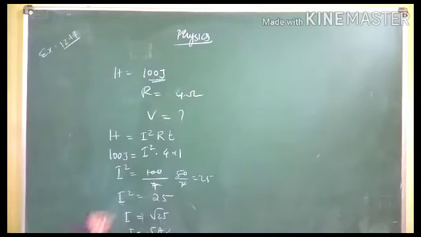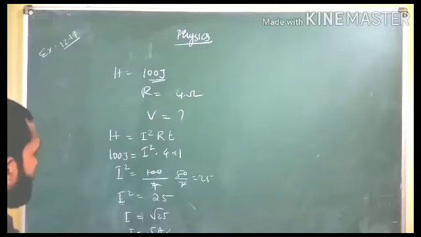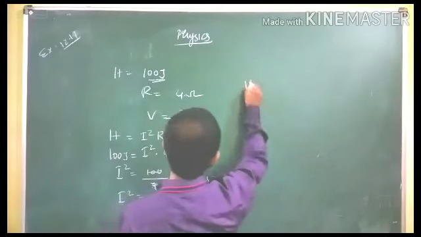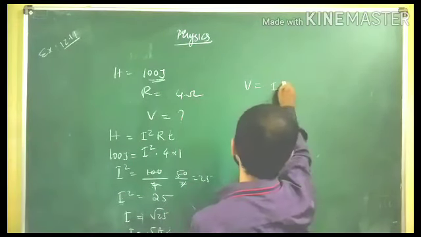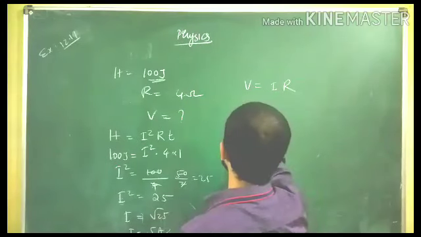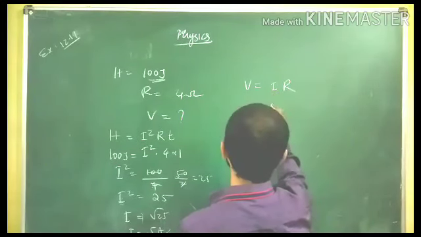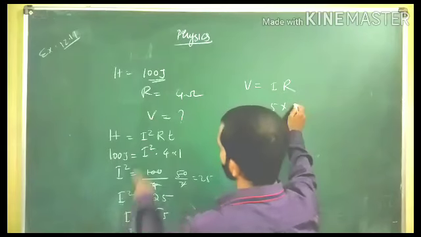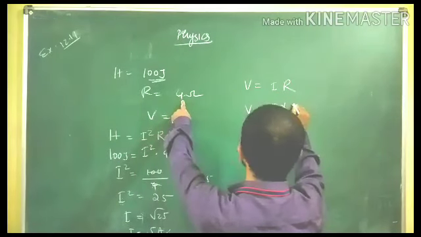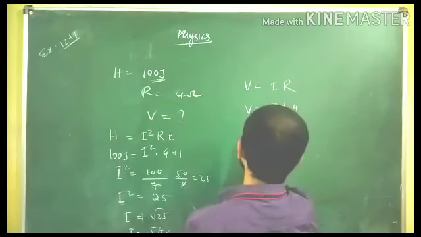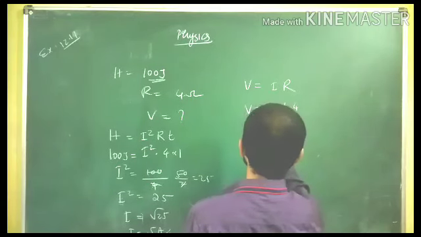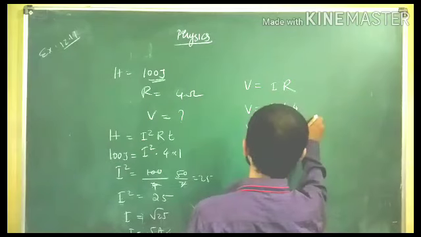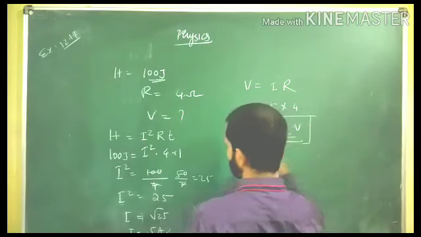But they have asked for the voltage, so we want to calculate voltage. V is equal to I into R. So V will be equal to I, we got 5, into R, which we already have, that is 4. So V will be equal to 4 into 5, that is equal to 20 volt. This is your required answer, students.